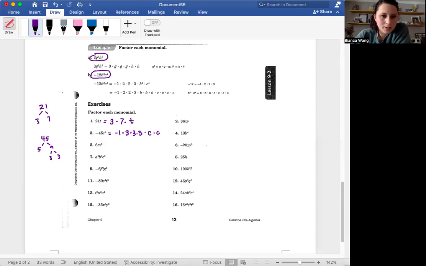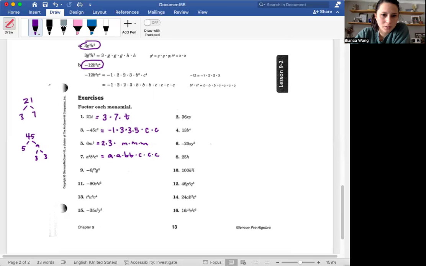Number 5, 6 can be broken down. That one I don't think I need to make a factor tree. It's just 2 times 3. And then times m times m times m. So times m 3 times. Number 7, there's no coefficients, no numbers in front of the variable. So I'm just going to break this down as a times b times b times c 3 times. Let me actually make this a little bit bigger so we can see it a little bit better.